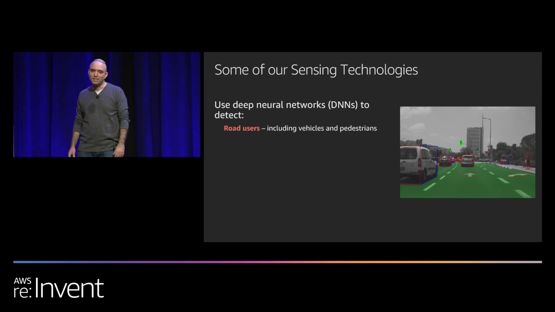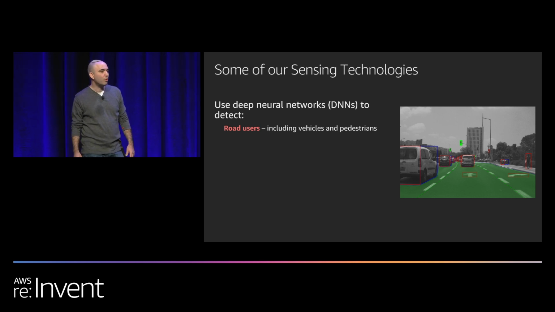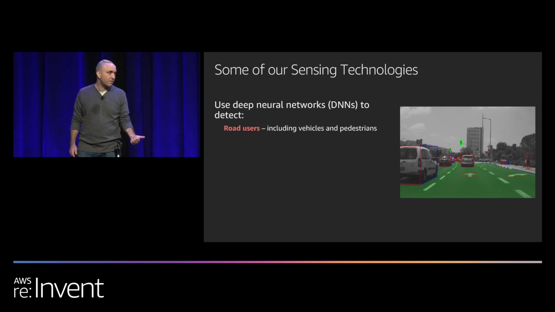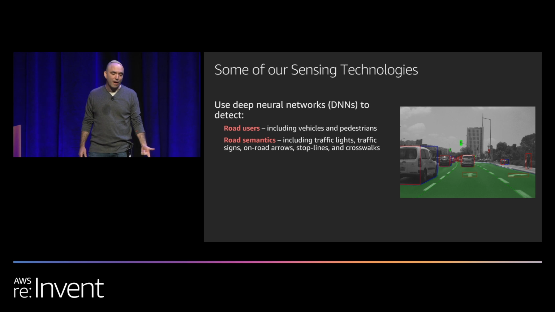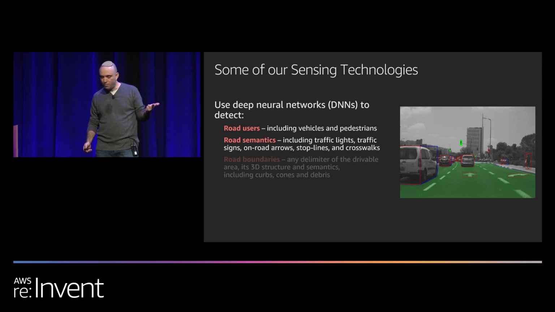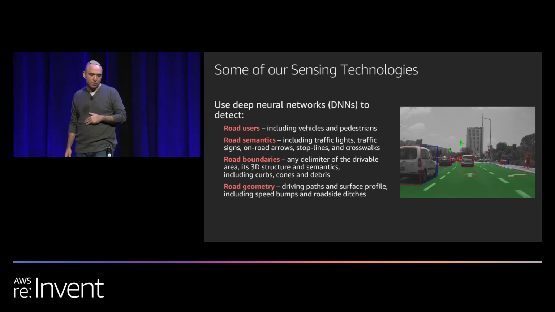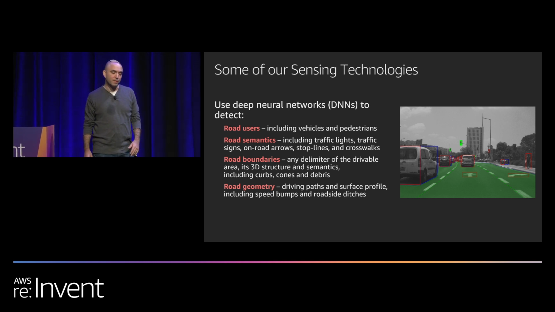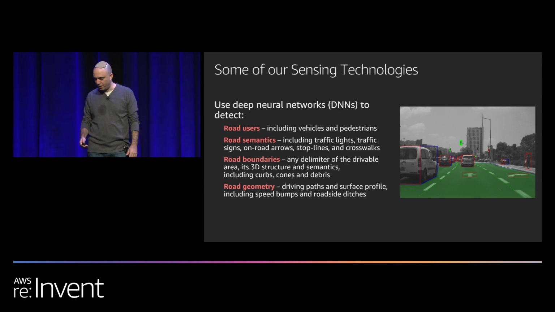The input from the camera is fed into deep neural networks that are trained to identify just about any road-related artifact you can imagine. These include road users, such as vehicles, pedestrians, and bicycles, road semantics, such as traffic lights and road signs, road boundaries, such as curbs and construction cones, and road geometry, such as driving paths and speed bumps. All these capabilities are collectively referred to as sensing technologies. Rather than elaborate on any one of them, I'd like to show you a few brief video samples.